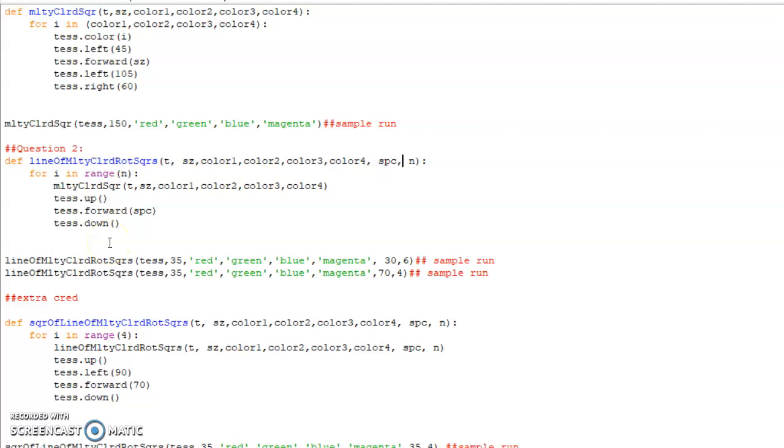And then after that, I used test up and test forward space and then test down. And then to make sure my code was correct, I plugged in both sample runs given, and they both look like the picture that was given on the quiz. So I knew that I was correct.